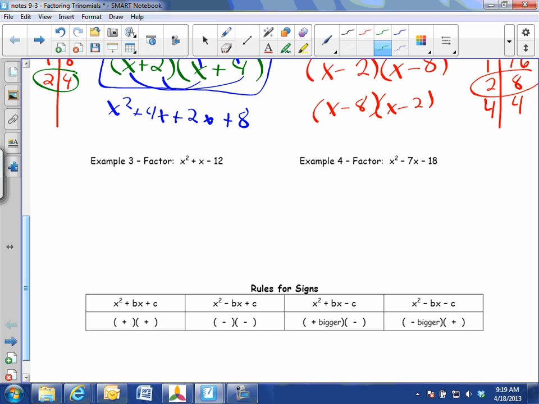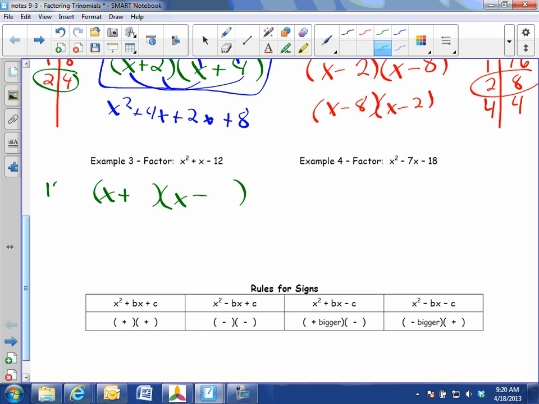Okay, example 3. Notice we've got positive in the middle and negative on the outside. So if we're going to be looking at symbols, are we going to have a positive positive, positive negative, or negative negative? Positive negative. Because positive times a negative gets us a negative on the outside, and if I am going to add to get a positive in the middle, the bigger number is going to have to be positive or negative? Positive. The bigger number is going to have to be positive.